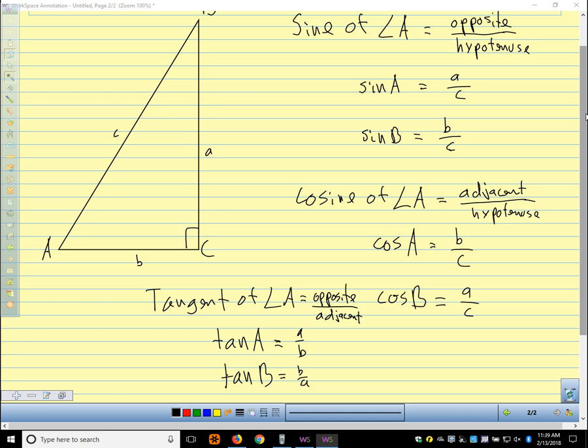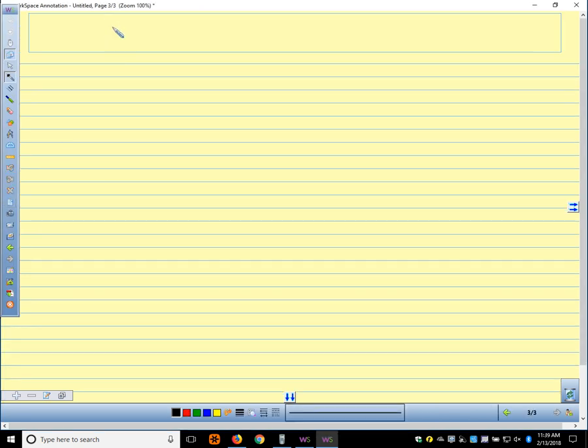All right, so we have an acronym to help us remember how these ratios work out. It's written down at the bottom of your graphic organizer. We pronounce it Sohcahtoa.